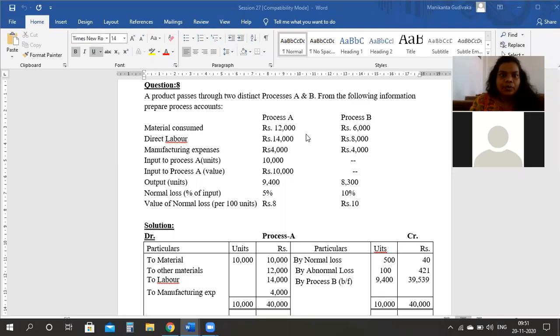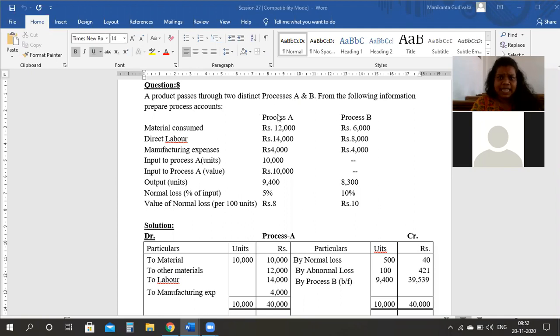Today we will look into this problem, which is question 8, wherein we will see how we are going to account for our abnormal loss. In this question we also have working note number 1 and working note number 2 with two process accounts. Let's read the question. A product passes through two distinct processes A and B. From the following information, prepare process accounts.